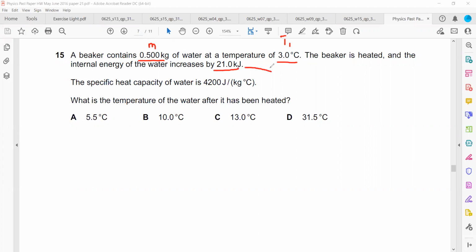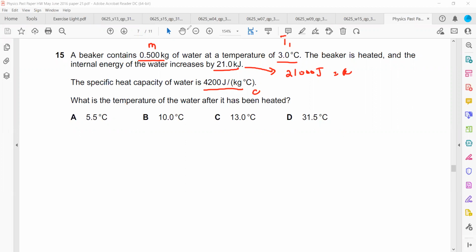So if it is 21 kilojoules, you must convert into joules. To convert kilojoules into joules, you have to multiply by 1000. So it will be 21,000 joules. The specific heat capacity of water is 4200. That is the value of C given. In the question, what is the temperature of the water after it has been heated?